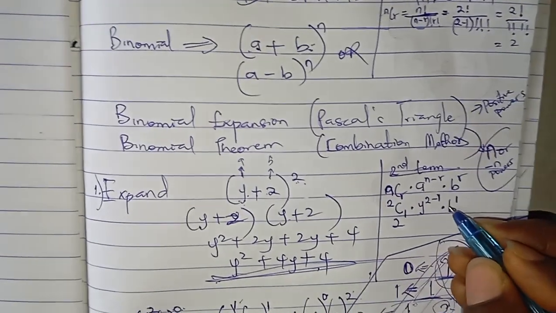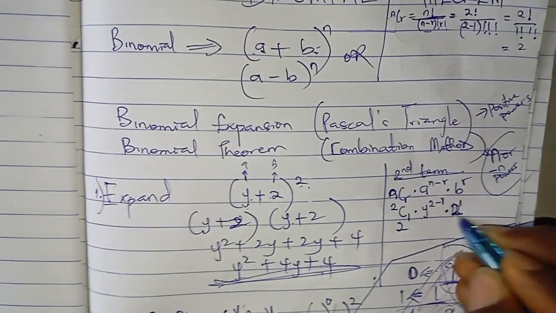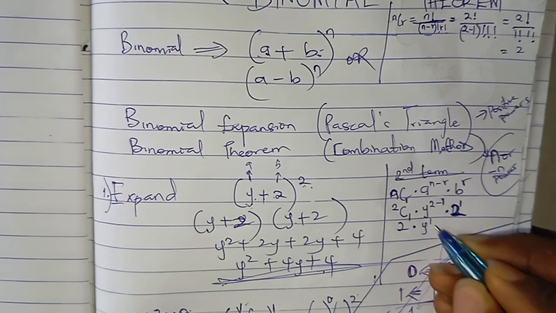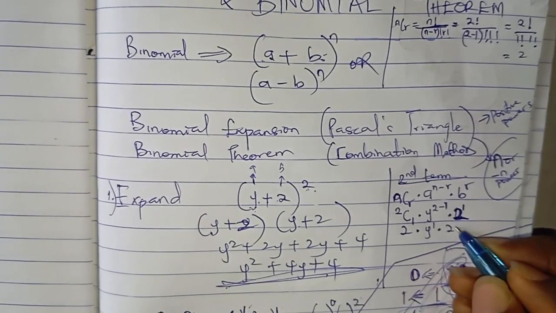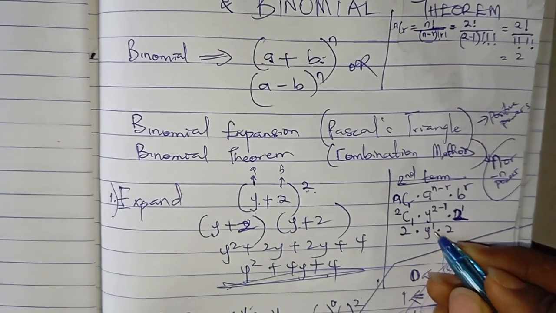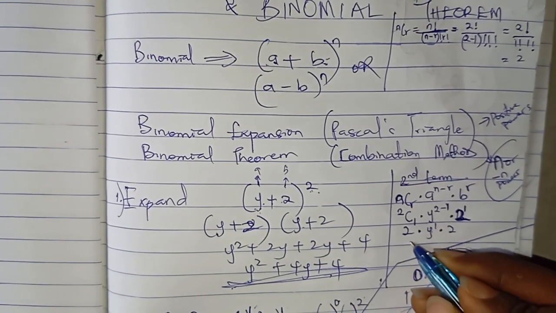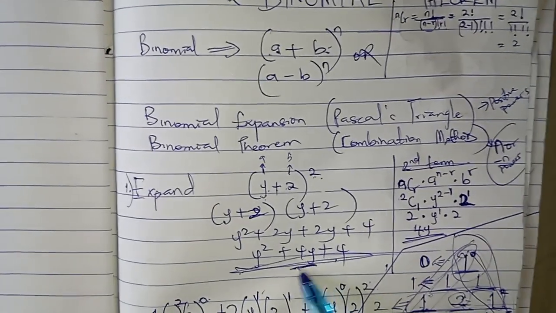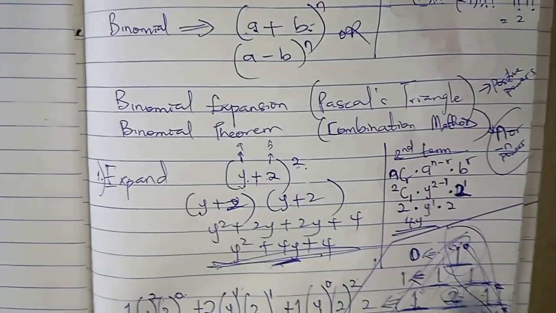Then remember that B is 2, raised to power 1. So this is going to be dot y raised to power 1, dot 2. Anything raised to power 1 is that thing. So you see that we are left with 2 times y. y raised to power 1 is y, times 2, which is 4y. And notice that that's our second term here. So you need to know that.